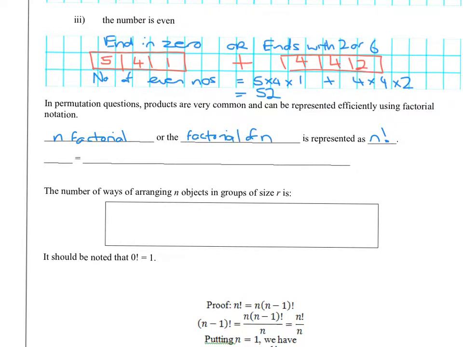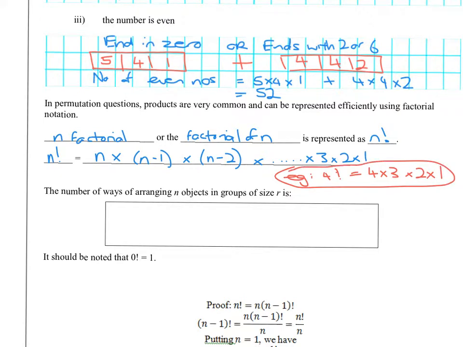And so n primed is equal to n times n take 1 times n take 2 times all the way down to 3 times 2 times 1. So for example, I'm just going to put a quick example here. If I had 4 prime or 4 factorial, that would be 4 times 3 times 2 times 1. Now this is helpful if your product is going down by 1 every time. It's also helpful if we've got n objects that are being arranged in groups of size r.